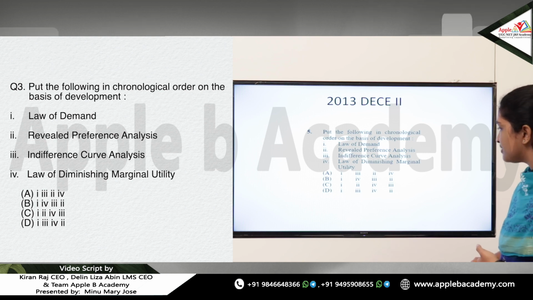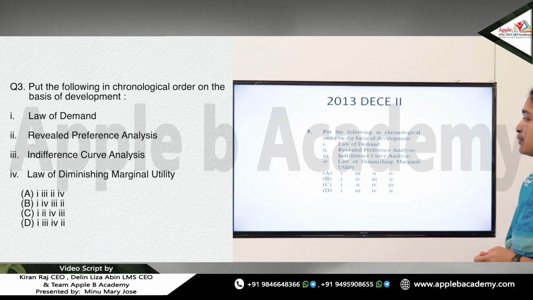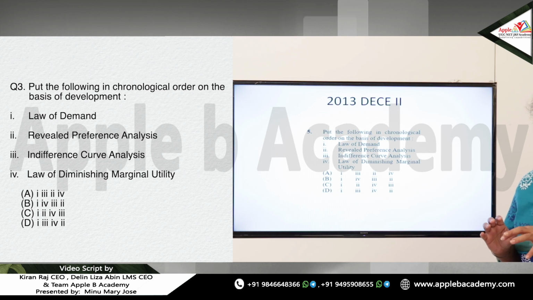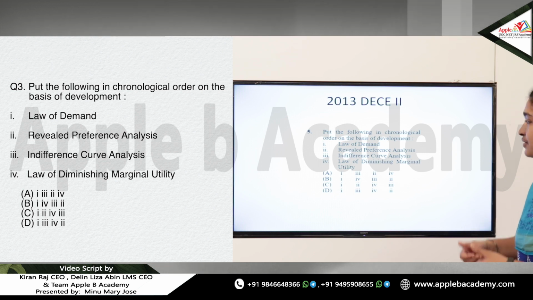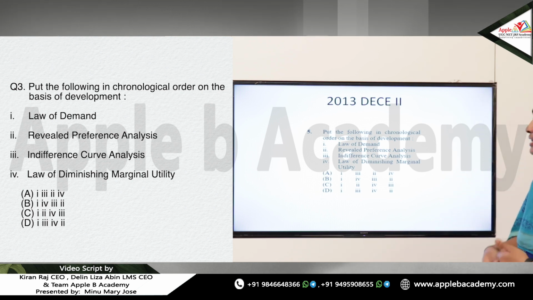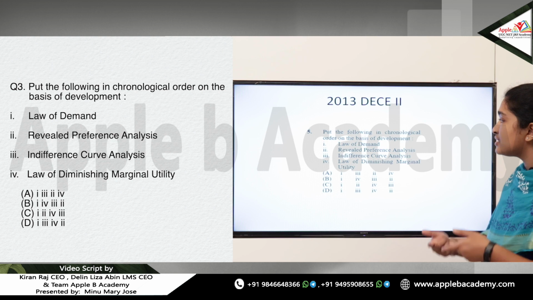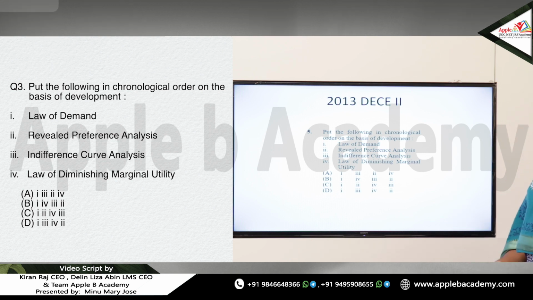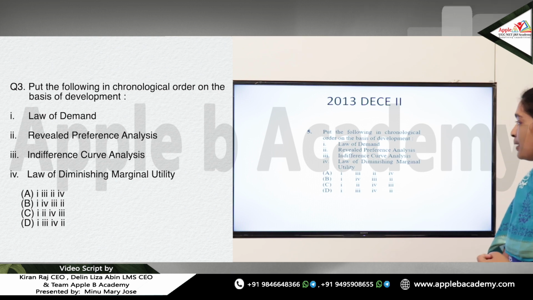So the answer for this question would be, as we know that it was Marshall who came up with the idea of utility, cardinal utility analysis, and he used that to explain the law of demand, to explain the behavior of people or how people demand commodities in the market. Law of demand was the first among all the other consumer demand theories that came up in the literature. So law of demand would be the first one to come.